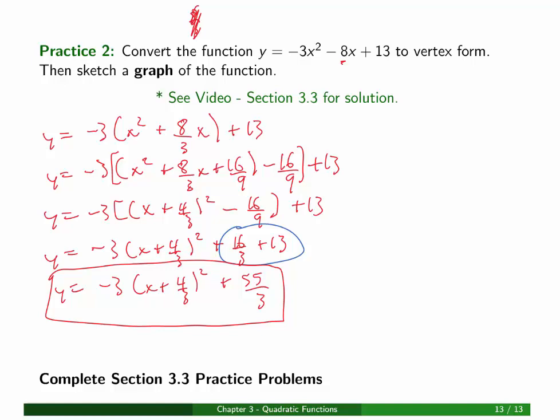Now we have to graph this, so we have the vertex right away, right? That's the whole point of doing this, really. We have the vertex, which is negative 4 over 3. Be careful here. Remember, in vertex form, we have x minus p. So if this is positive, therefore p is negative. And then your y-coordinate is 55 over 3.